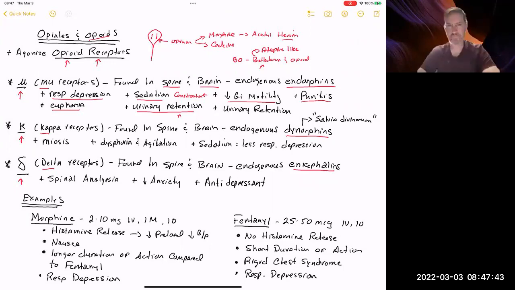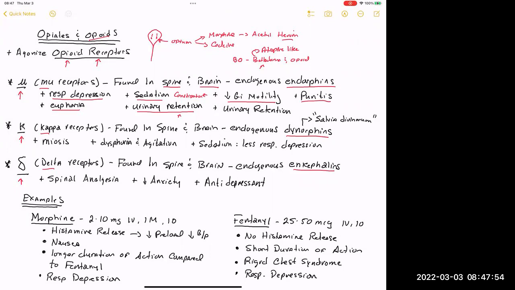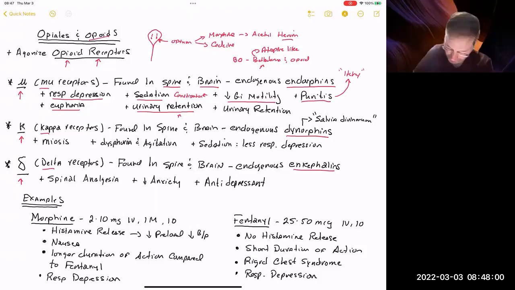Pruritus. What is pruritus? That's just itching, right? Yeah, they get itchy all over. They can. So those are all associated with the mu receptors. And I should also say that there is, of course, a decrease in the perception of pain when mu receptors are agonized as well.